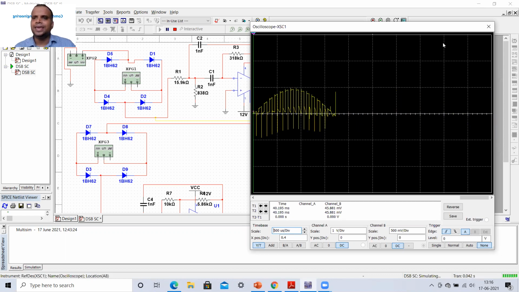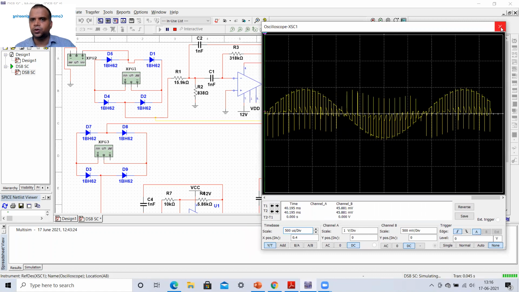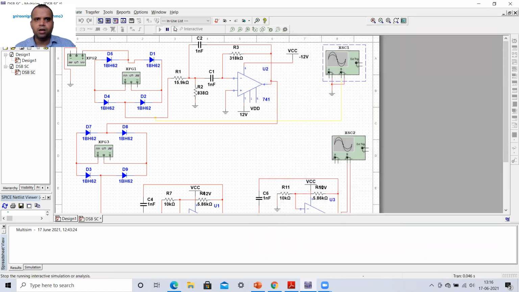Now we can look at what the output of our band pass filter will be. So I can stop it now and make a connection. I'm making this connection to the band pass filter output.